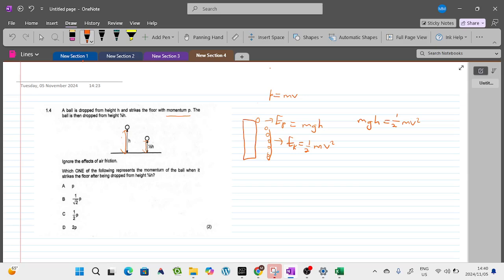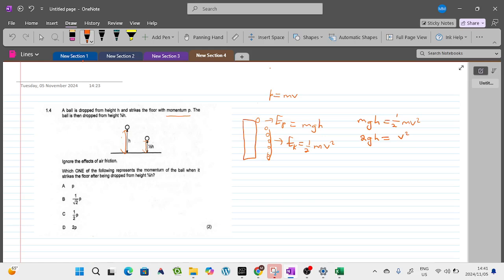The first thing that you could do is divide by m on both sides. Now you'll be left with gh, because the m's will cancel when you divide by m on both sides. Now you have gh is equal to half v squared. In order to remove the half, multiply this equation by 2. So 2gh is equal to 2 times half v squared, and the half will cancel. Now you are left with 2gh is equal to v squared. So first you divide by m, then you multiply the equation by 2.